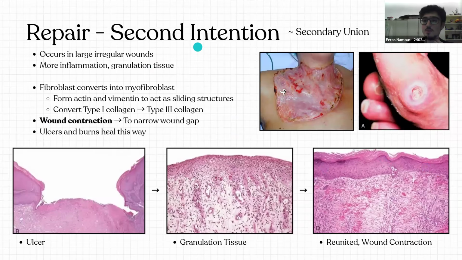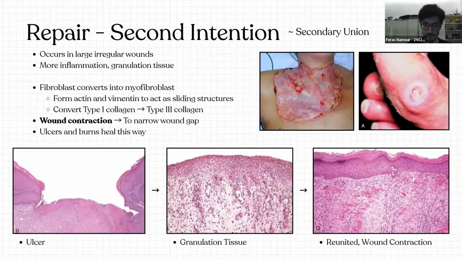So what about second intention? What about a very large wound or ulcers? Because ulcers also repair through second intention. We also call it secondary union. First intention, we call it primary union. But for now, let's just stay on topic. For this unfortunate lady, she had a large, I think, burn maybe. And all of this, the skin here and there can't just overlap and close by itself. You need to do a graft and so on.